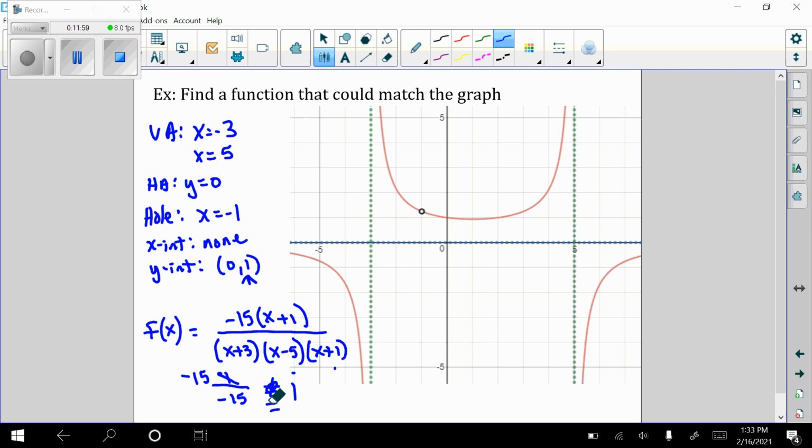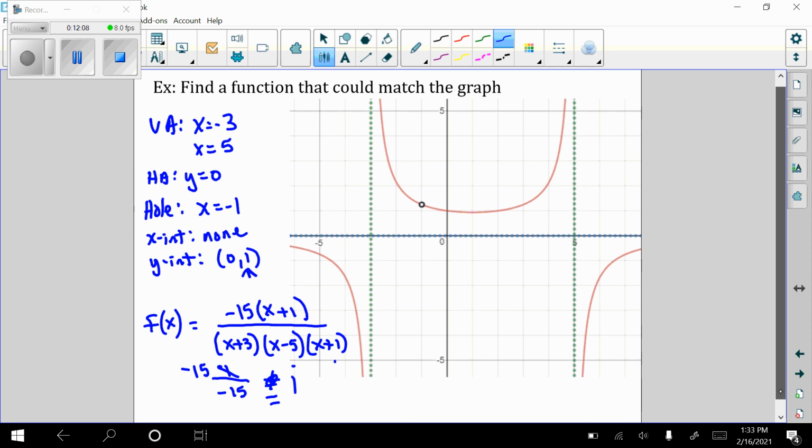So typically you've got to look at that y-intercept and add a coefficient into the numerator to make sure that works. You can also check your horizontal asymptote. On the top you would have a -15x over x cubed. That works out as well for your horizontal asymptote. The degree on the top is less than the degree on the bottom.